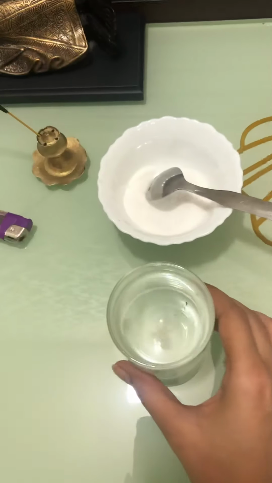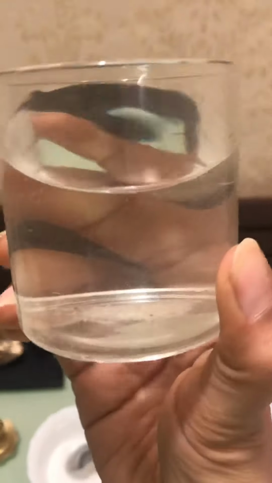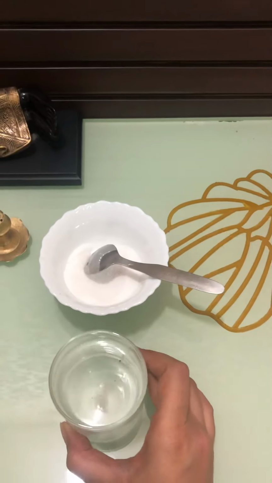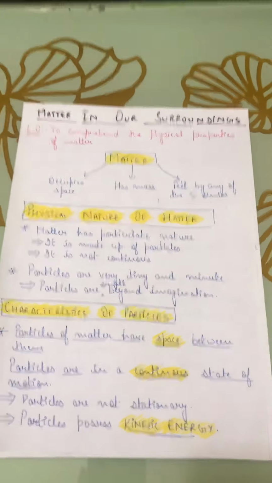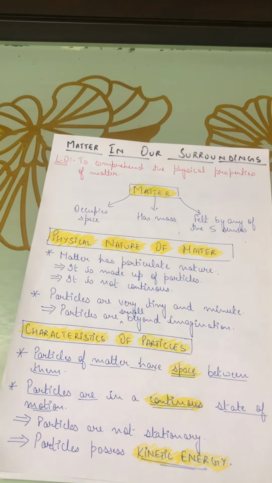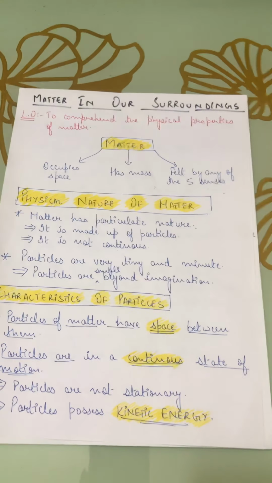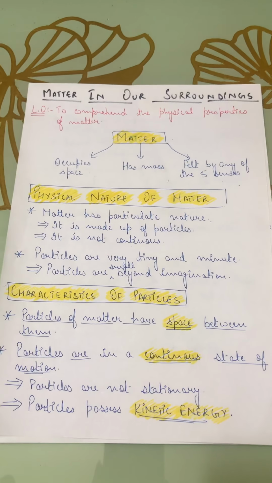See, this was the glass of water to which we had added salt. We cannot see the salt particles. This proves that the salt particles have taken up the spaces which were present between the water particles. This intermixing is responsible for all the smells that you feel, the fragrance that you can smell. This is because of the spaces in between the particles.